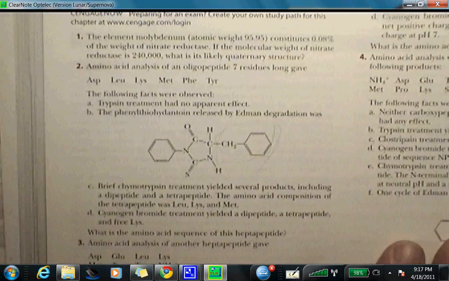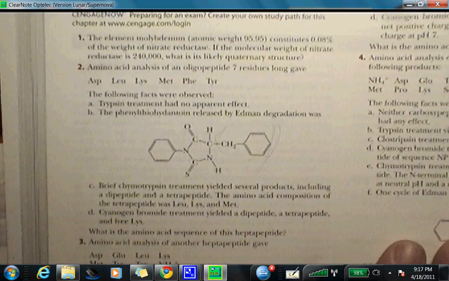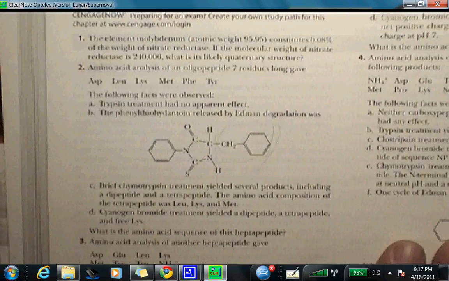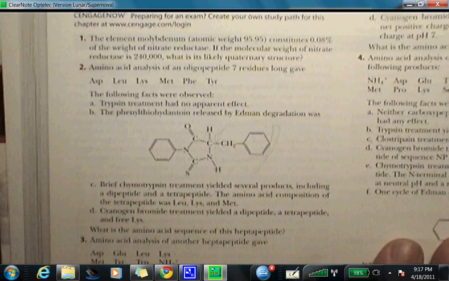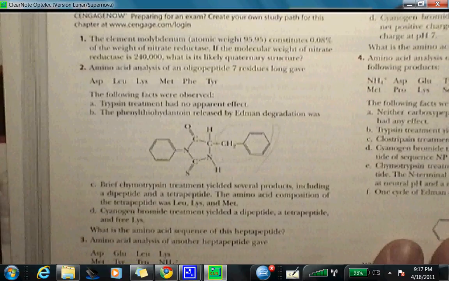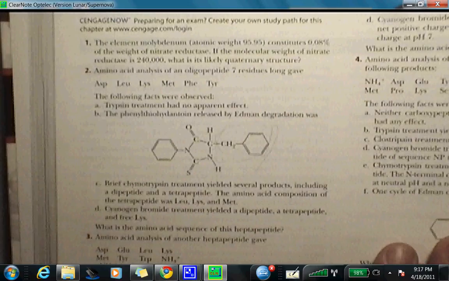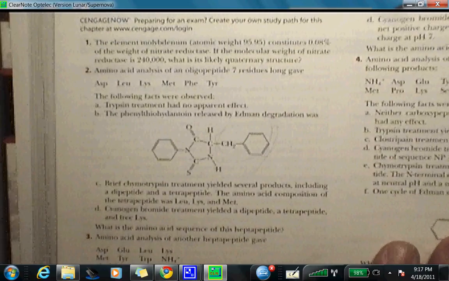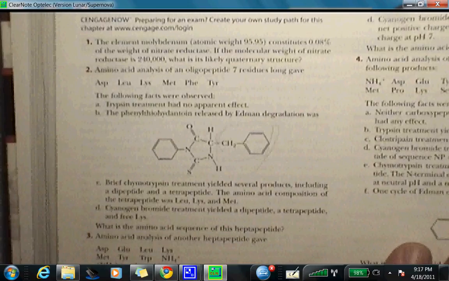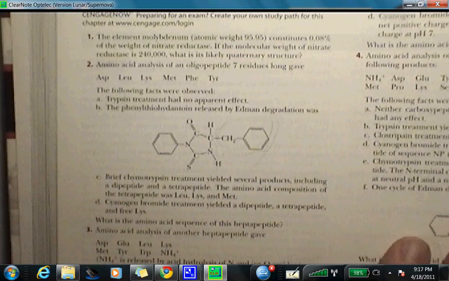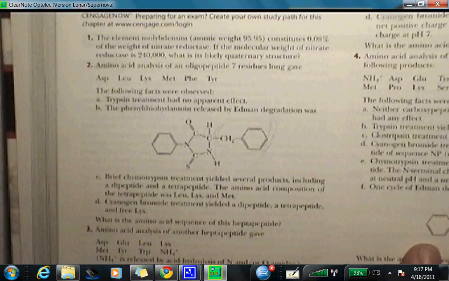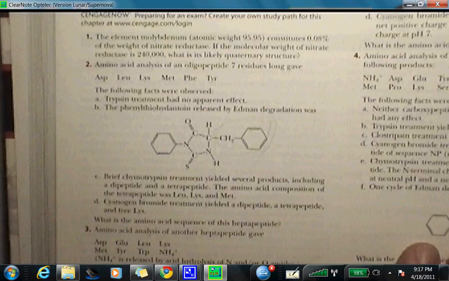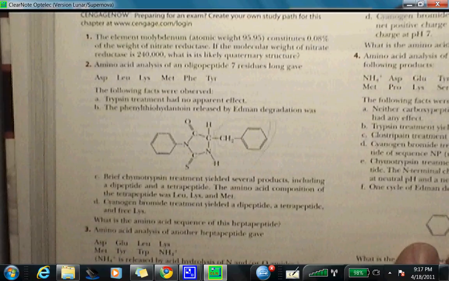So what this says is that amino acid analysis of an oligopeptide of 7 residues gave aspartate, leucine, lysine, methionine, phenylalanine, and tyrosine. The following facts were observed. Trypsin treatment had no apparent effect. The phenylthiohydantoin released at Edman degradation was this.